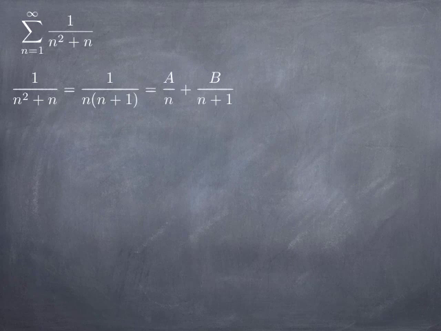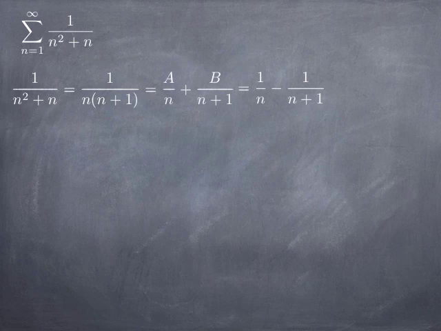And in this case, the constants are easy to find. To find a, we multiply everything by n and set n equal to 0. In that case, we get 1 on the left-hand side and a on the right-hand side, so a is 1. To find b, we multiply everything by n plus 1 and set n equal to negative 1. Then we get negative 1 on the left-hand side and b on the right-hand side, so b is negative 1. That means that 1 over n squared plus n can be rewritten as 1 over n minus 1 over n plus 1.